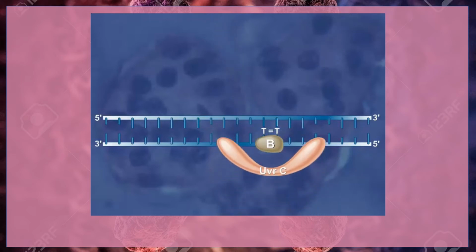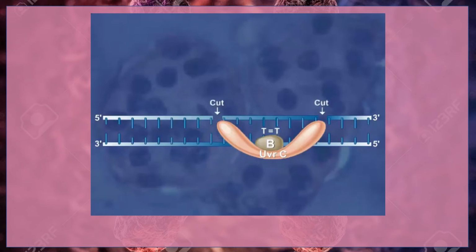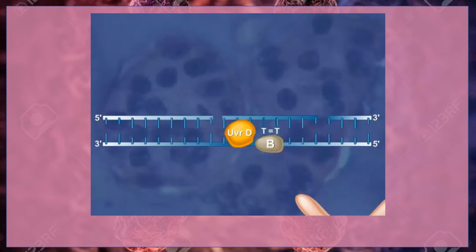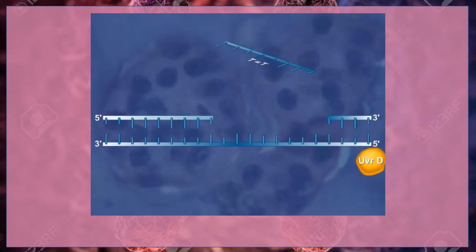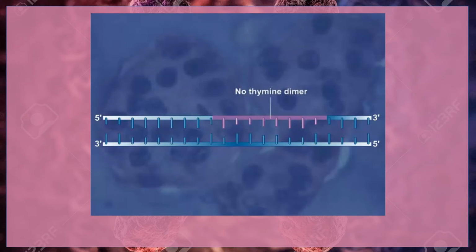UVRC then binds to the site and makes 2 cuts on the damaged strand. Both cuts are several bases away from the damaged site. UVRD, a helicase, then binds to the site and separates the segment of damaged strand from the rest of the DNA molecule. UVRB, C, and D are then all released from the damaged region. This leaves a gap that is filled with the proper nucleotides by DNA polymerase and then sealed by DNA ligase. The end result is that the damaged DNA has been replaced with the correct bases.